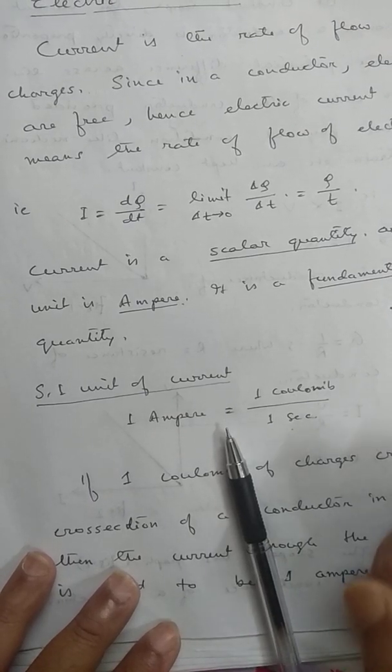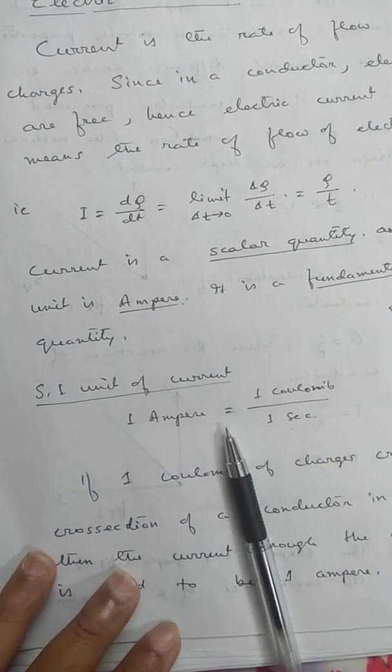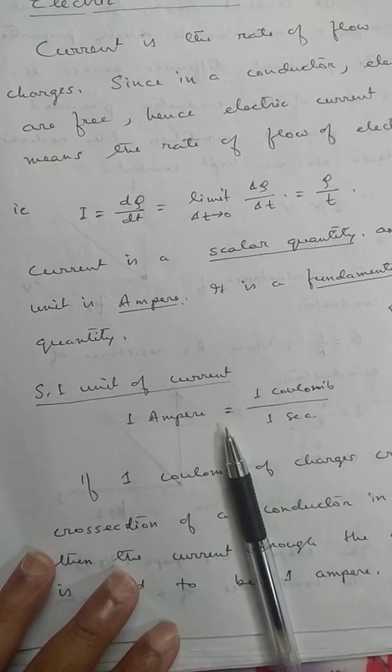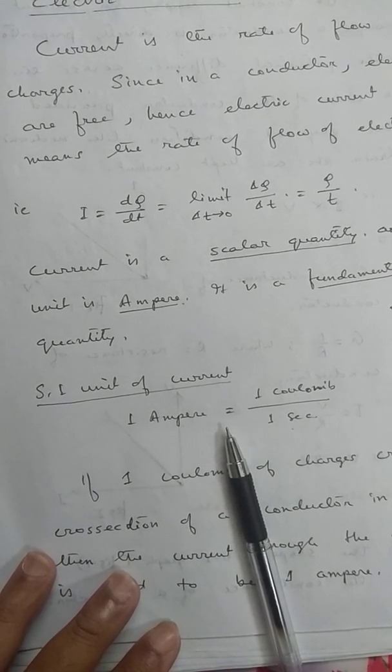In a semiconductor, there are two types of charge carriers. One is called electron and one is called hole, HOLE.